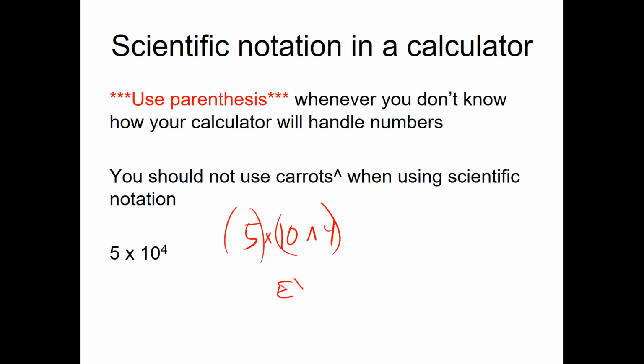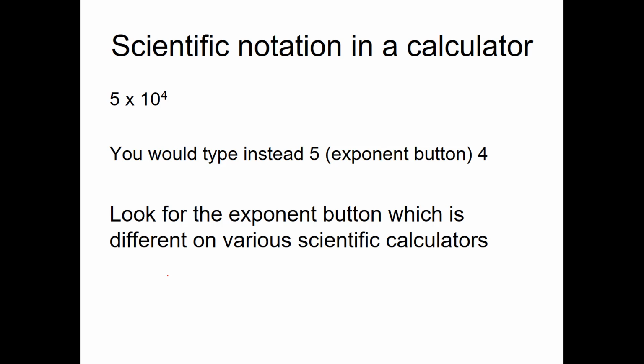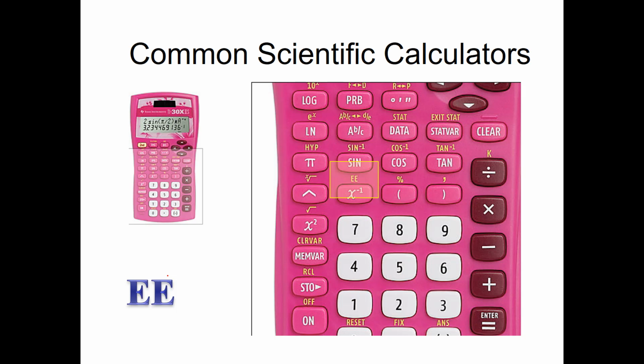There's an exponent button in most calculators. Usually it's EE. Usually it looks like this, or there might be something in here, and then there'll be an EE over here at the top where you might have to hit a shift or a second to get to it. So let's look at typing this number in. But before that, let's look at what some of these exponent buttons look like.